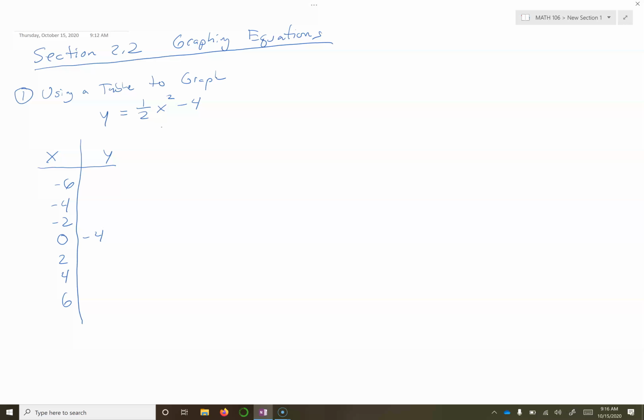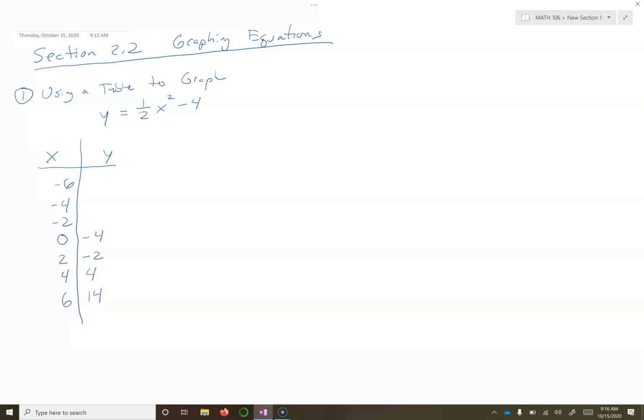So if I did a 2, I'd get 2 squared, which is 4, divided by 2 is 2. So 2 minus 4 is negative 2. 4 squared is 16. 16 divided by 2 is 8. 8 minus 4 is 4. And then 6 squared, 36 divided by 2 is 18, minus 4, and that's 14.